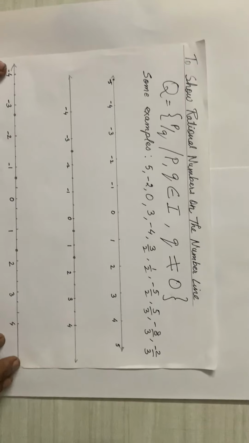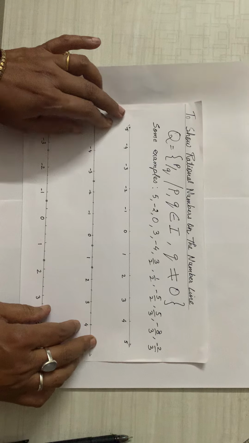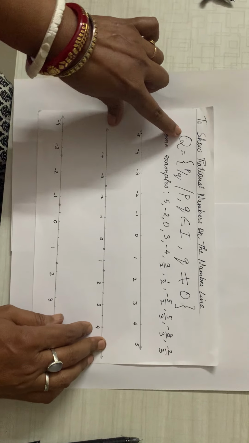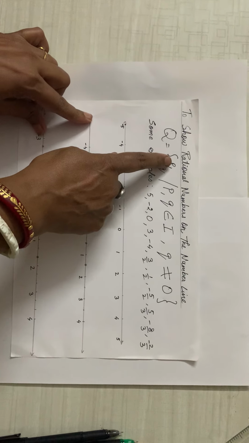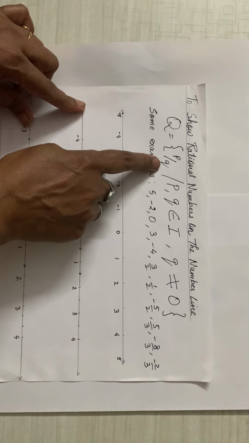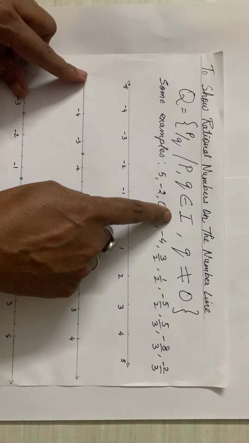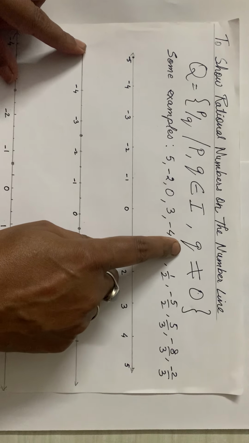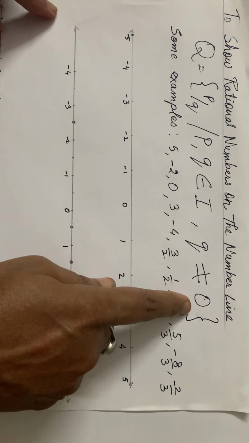As we have seen in the last video, subsets of real numbers. Today we are going to show rational numbers and irrational numbers on a number line. For that, first the set of rational numbers. That is, it consists of all numbers of p by q form where p and q belong to the set of integers and q, that is the denominator, should not be equal to 0.